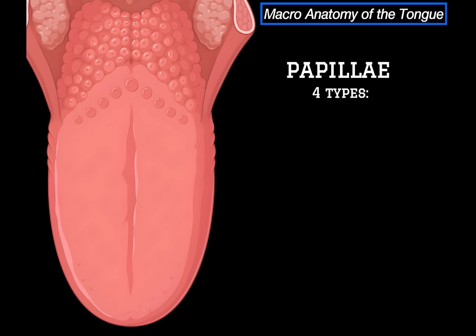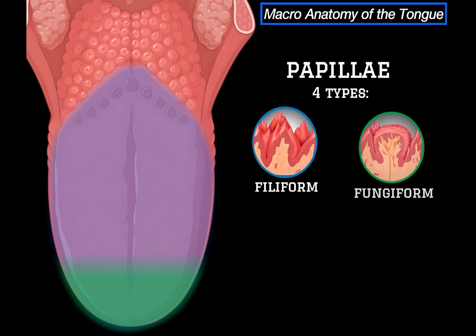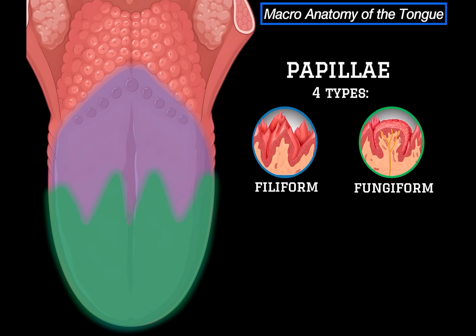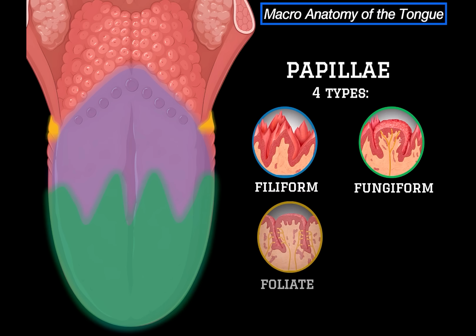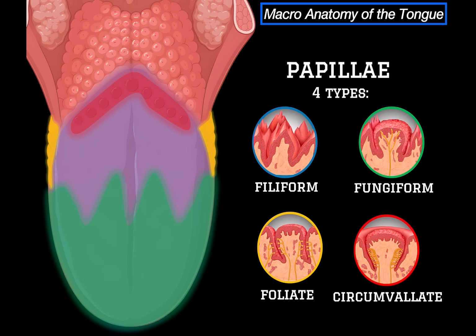There are 4 types. The vast majority of the bumps you see when you stick out your tongue are located across the anterior 2/3, and these are the Filiform Papillae. Near the tip and sides, you find the Fungiform Papillae scattered between them. Along the posterior-lateral border, there are the Foliate Papillae arranged as vertical folds. And right at the back, just in front of the terminal sulcus, you have a large Circumvallate Papillae lined up in a characteristic V shape.